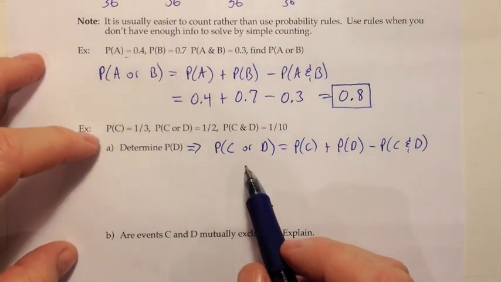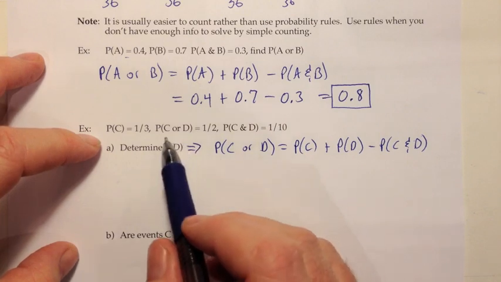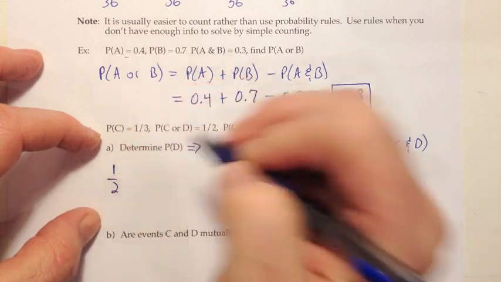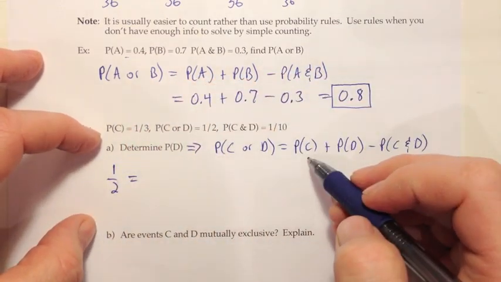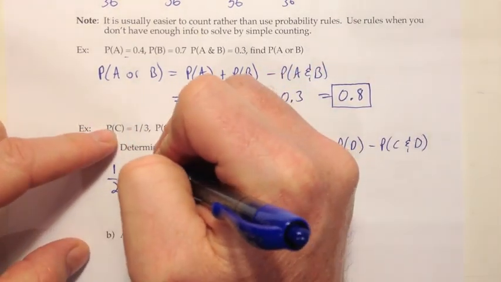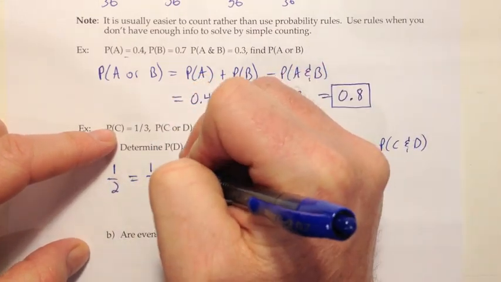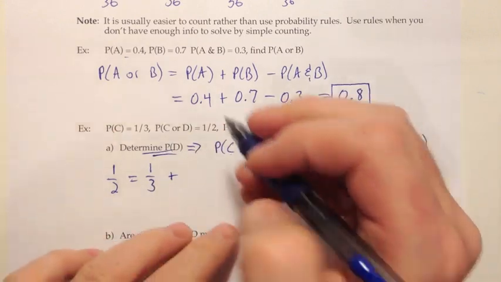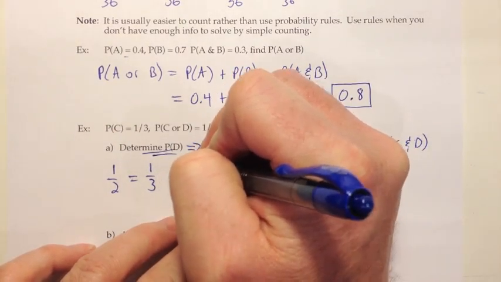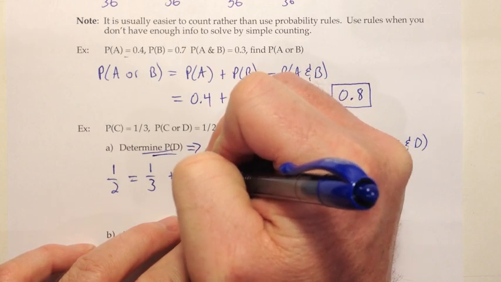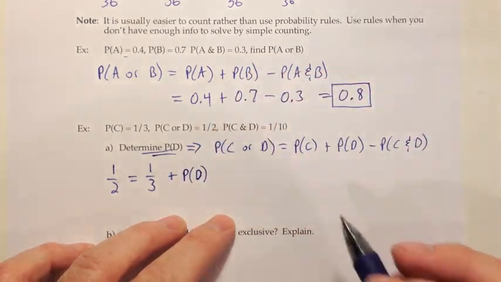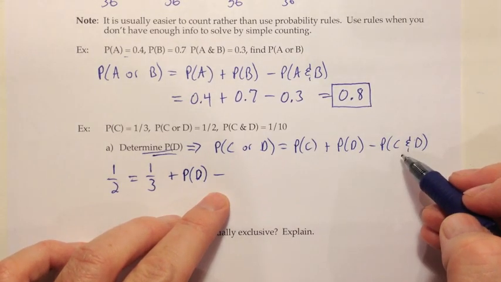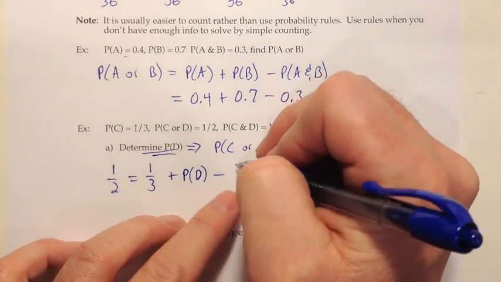So that's just the same formula, just written with the new letters. And then I'm going to start plugging things in. This time we were given different pieces. The probability of C or D was given to us as 1/2. Then the probability of C was also given, that's 1/3. And then it's plus the probability of D, and that's not given. In fact, that's the thing we're trying to find, so I'm just going to leave that in there as an unknown. You could put an X as a variable for that if you want, but I'm just going to write P of D. And then the last piece is minus the probability of C and D, and that was also given to us as 1/10.